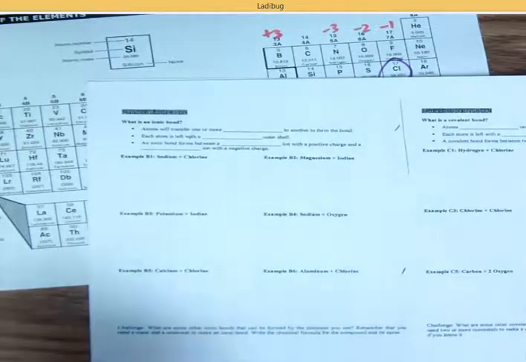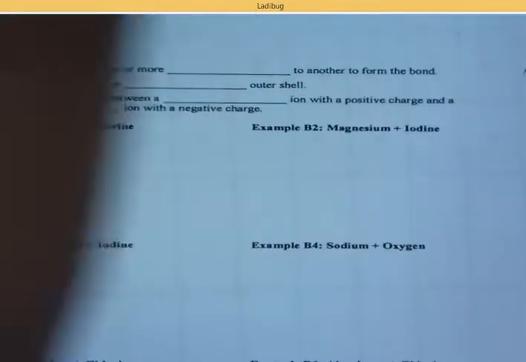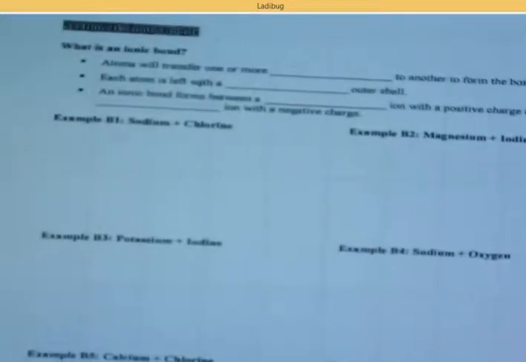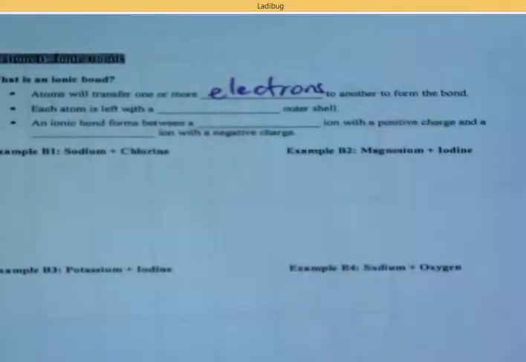When you're done with that, let's talk about this first bond, which is called ionic bond. I am going to zoom this in. There you go. Very blurry, perfect. Requires your concentration. In an ionic bond, atoms will transfer 1 or more electrons to one another to form a bond. Each atom is left with a full outer shell.